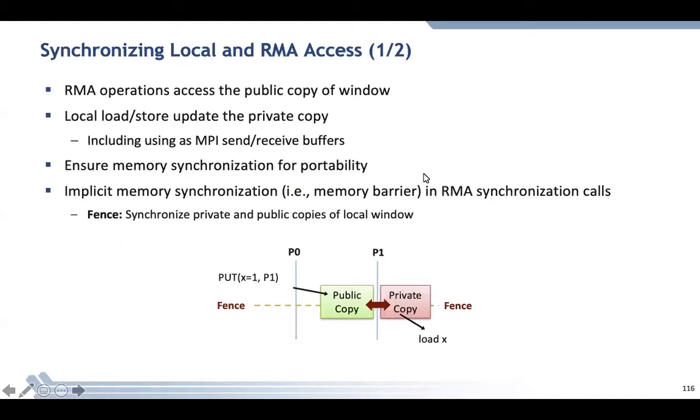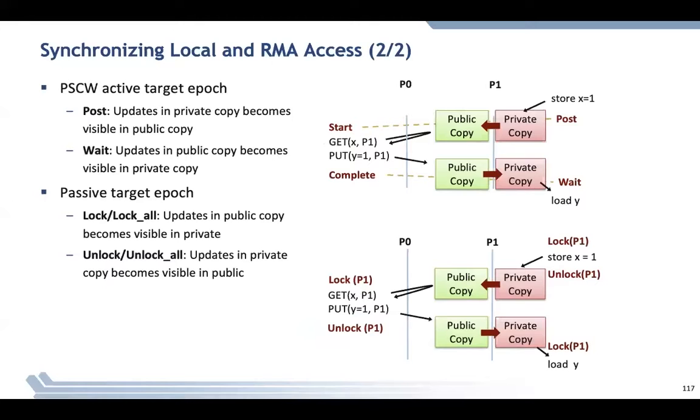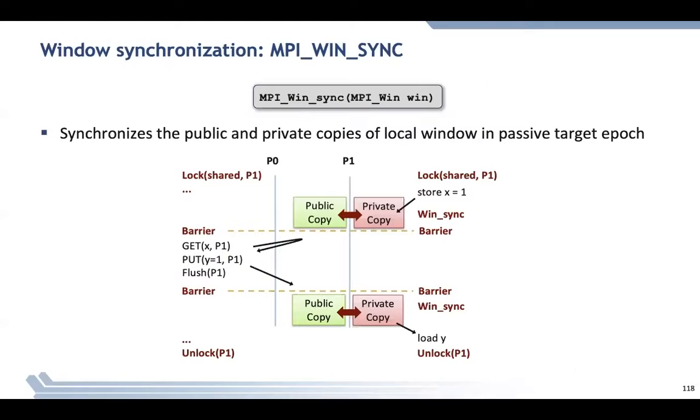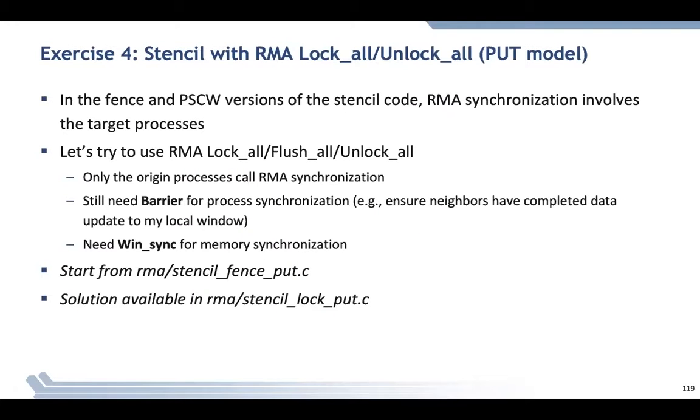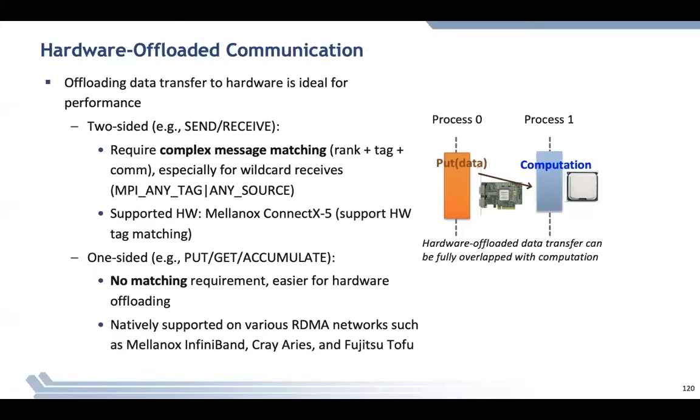Okay. This is just some more about the memory model, which I'm going to skip in the interest of time and give you more time for hands-on. There's an MPI win sync function that can be used to synchronize these public and private copies in the separate memory model. This is just one more example, which we will also get to.